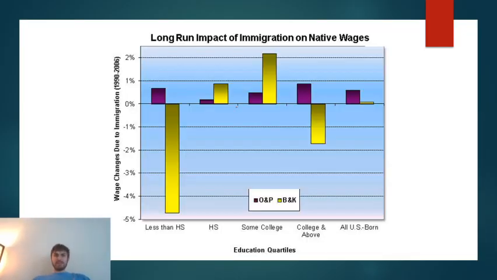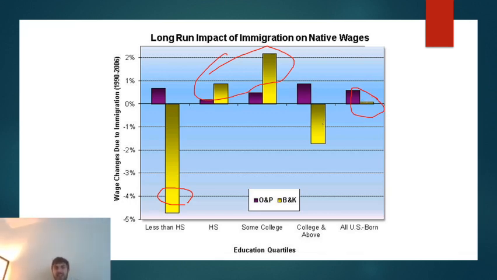Here are a few estimates. The long-run impact of immigration on native wages, from two different studies. For this one, it's mostly zero. For Borjas's study, the biggest effect was that high school dropouts see their wages drop by 4%. Other people see positive impacts, and all U.S.-born employees see no effect. So total wages, nothing. High school dropouts maybe see their wages fall a little bit.